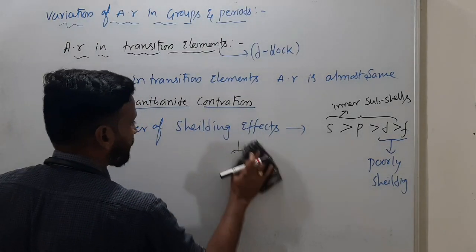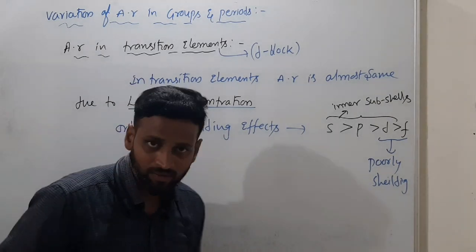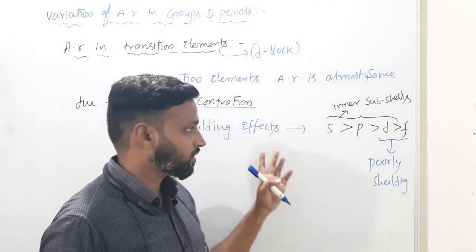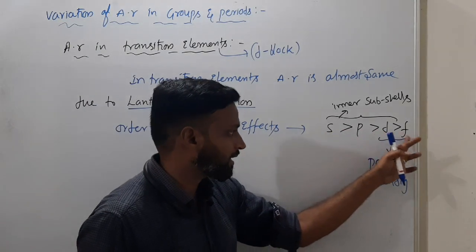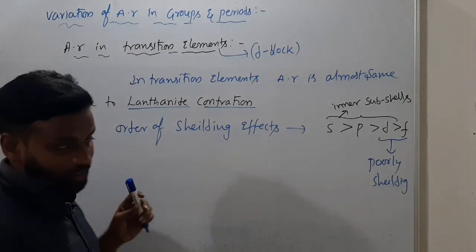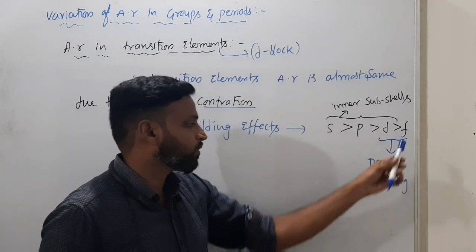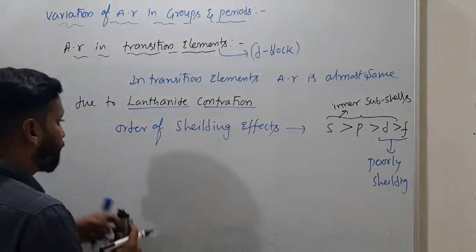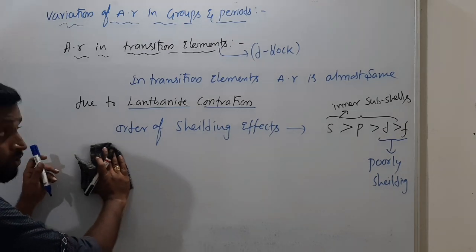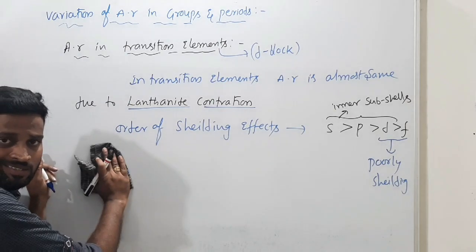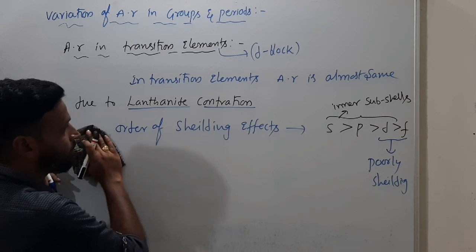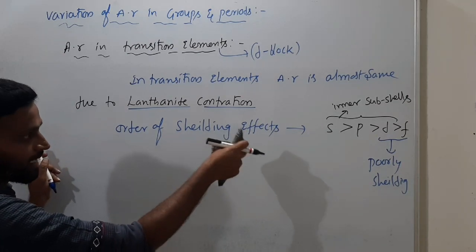Understanding? So what is the shielding effect? We have an order of shielding effect. If S subshell is an inner subshell, it protects more strongly. So the order of shielding effect is S greater than P greater than D greater than F. This is the order of shielding effect. Now that you understand the shielding effect and which shields poorly, you can understand what is Lanthanide contraction, and due to Lanthanide contraction, why atomic radius is almost similar in transition elements. This is very important. Please note down the order of shielding effect, everyone, by taking a screenshot.